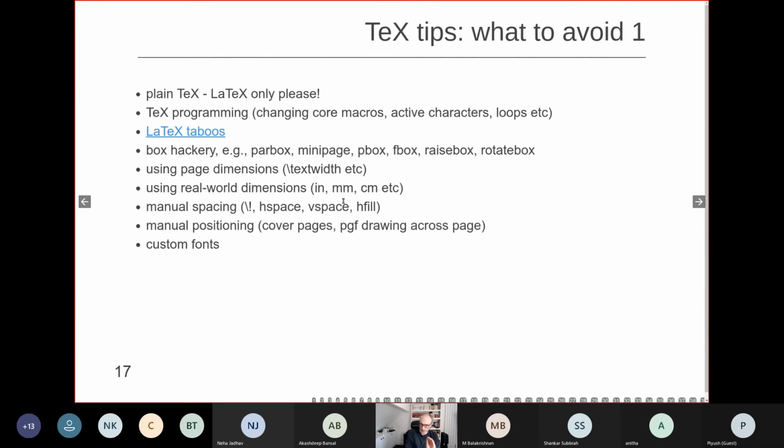Avoid any manual spacing, in particular manual spacing inside math elements. That is a nightmare. I can tell you from a MathJax point of view, for instance, it's a real nightmare if people put backslash exclamation mark in there in order to overlay elements.